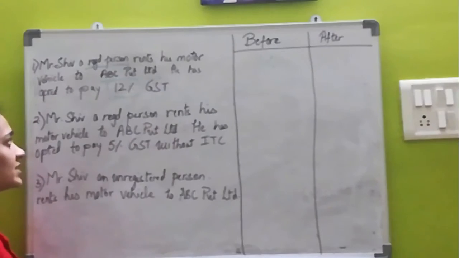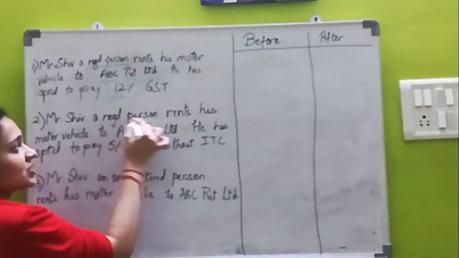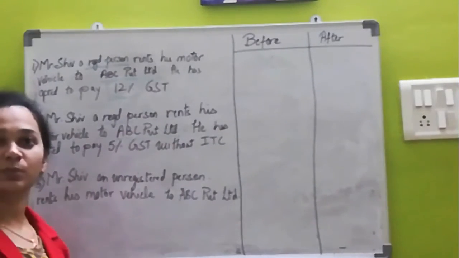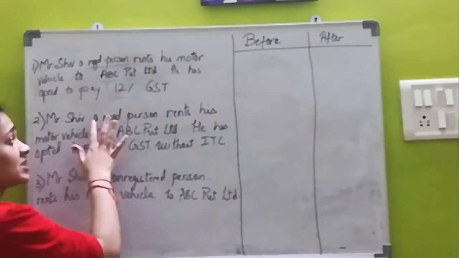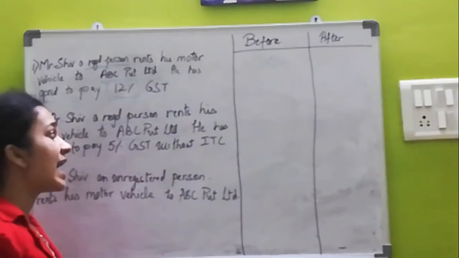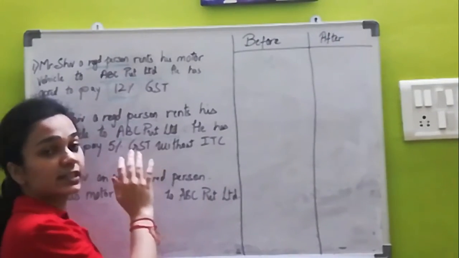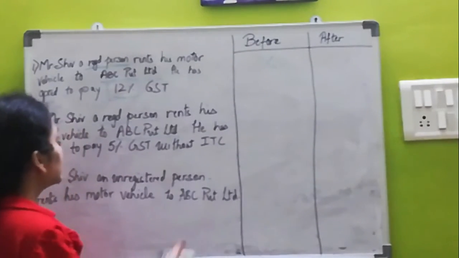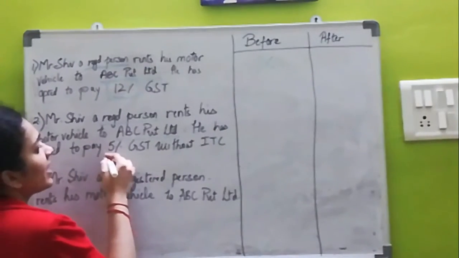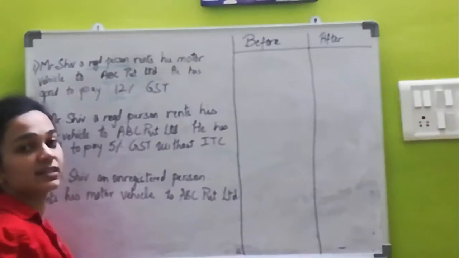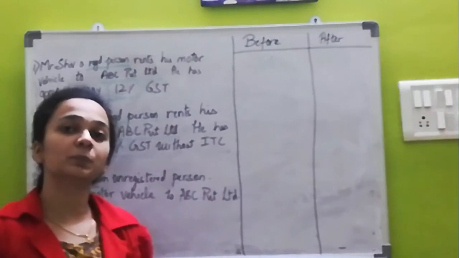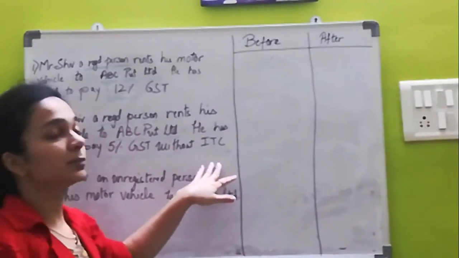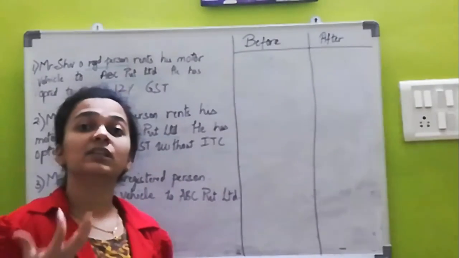Now talking about the second situation. Mr. Shiv is a registered person and he is renting his motor vehicle to ABC Private Limited, which is a body corporate. So again, this person is a person other than a body corporate and he is providing services of renting of motor vehicle to a body corporate. Here he has opted to pay 5% GST without ITC. That is the second option which is available. He has opted to pay GST at the rate of 5% without claiming any input tax credit, or rather I would say with limited ITC.